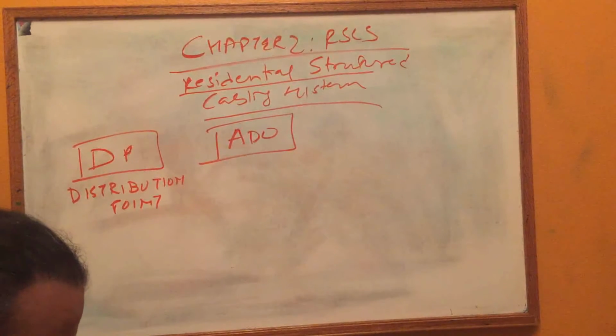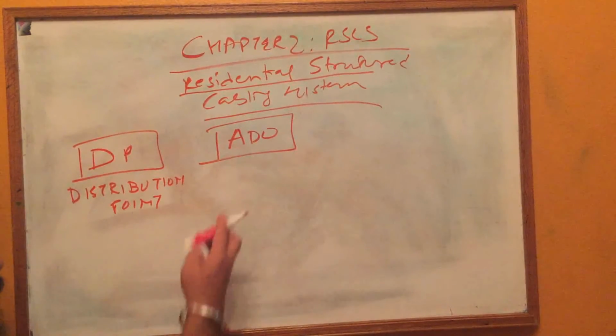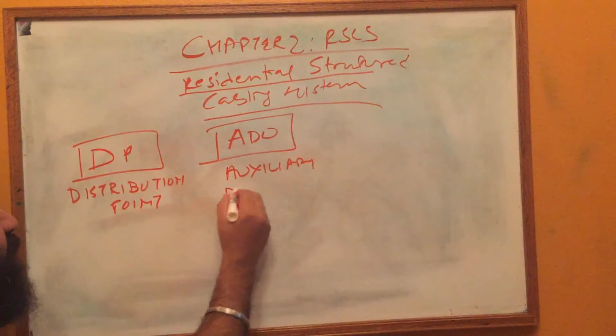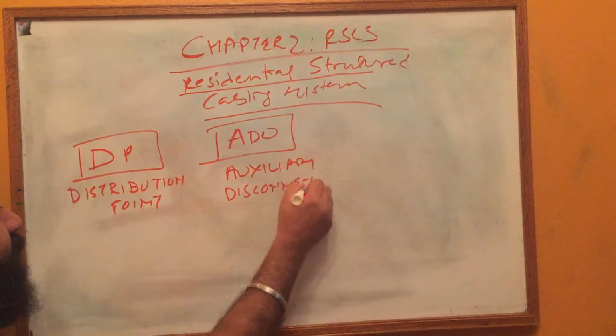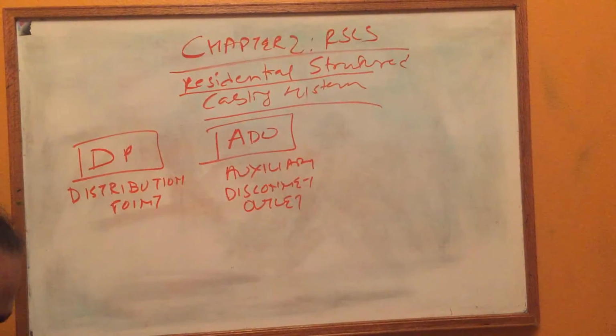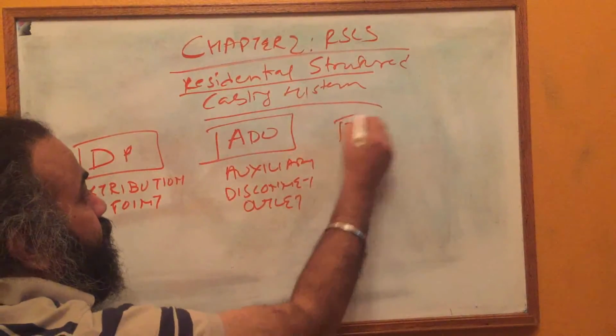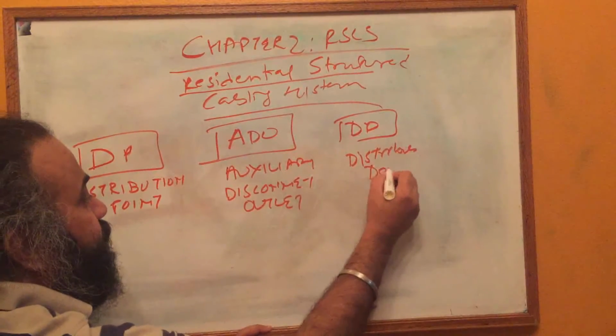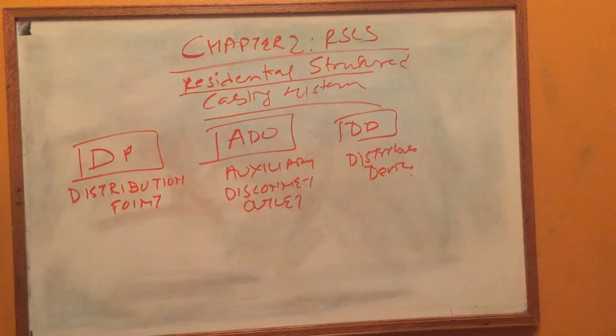They have actually used different terms for it. It's called auxiliary disconnect outlet. Sorry, auxiliary disconnect. There is a reason they are calling it disconnect. Outlet means there is something which goes out of it. They're talking about another term called DD. DD, called distribution device, where it is actually used, the distribution device.